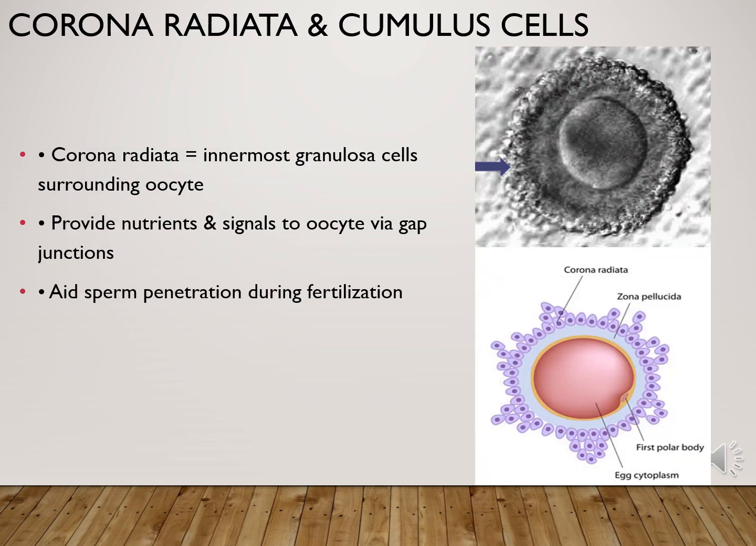The corona radiata is the innermost layer of granulosa cells surrounding the oocyte. It provides nutrients and signaling molecules via gap junctions and facilitates sperm penetration during fertilization.